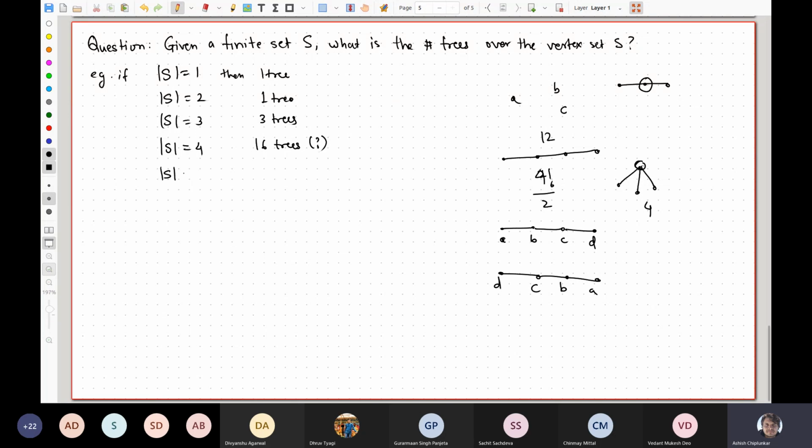What about 5? What we are planning to do is just do this by brute force for some small values, possibly not even 6. We'll just stop at 5, and then we'll come up with a conjecture. If the size of S is equal to n, how many trees do you have? We'll come up with a conjecture and then we'll try to prove it. So what if the size of S is 5? How many trees do you have?